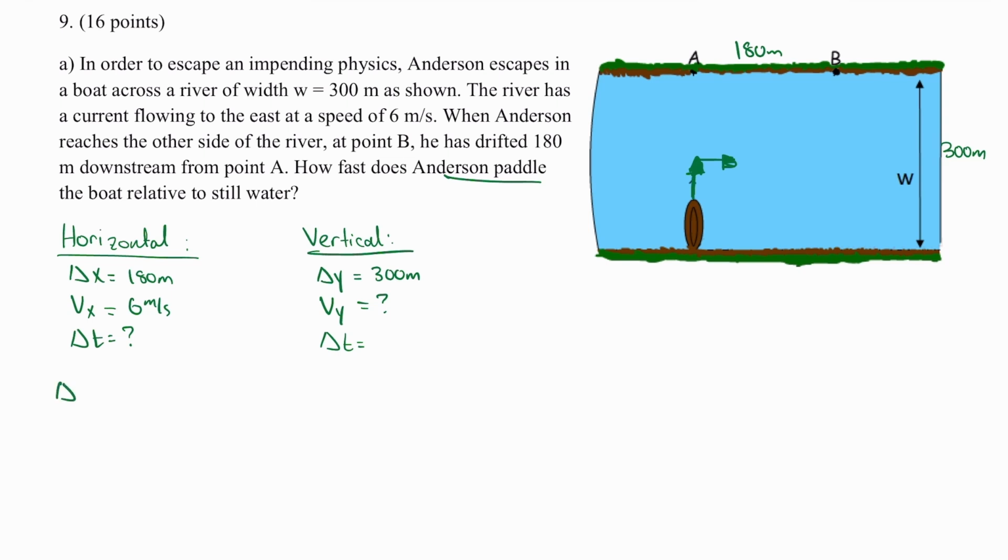And that's going to allow me to solve for Vy, how fast Anderson can paddle this boat. So to find the time here, it'll be my displacement divided by my speed. And that's going to be 30 seconds. So it's going to take Anderson 30 seconds to reach point B.